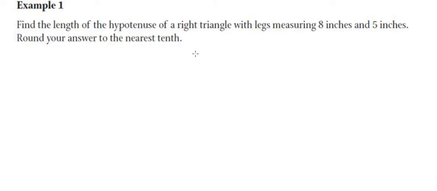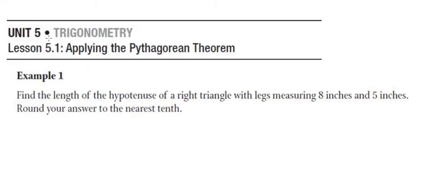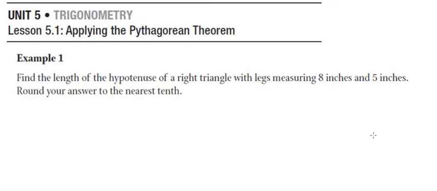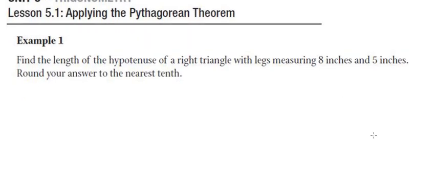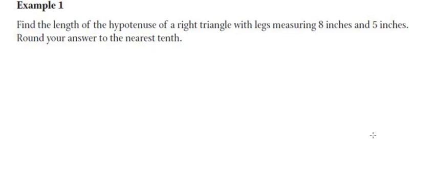So what we're going to do is you're going to start in your Walch books. This is Walch 5.1. Actually, my book is in the other room, so I don't know what page it is, but I'm confident that you can find it. Find Unit 5, go to the first example where you see the lesson applying the Pythagorean theorem. So you can pause it if you need to find it, but we're going to go ahead and get started.